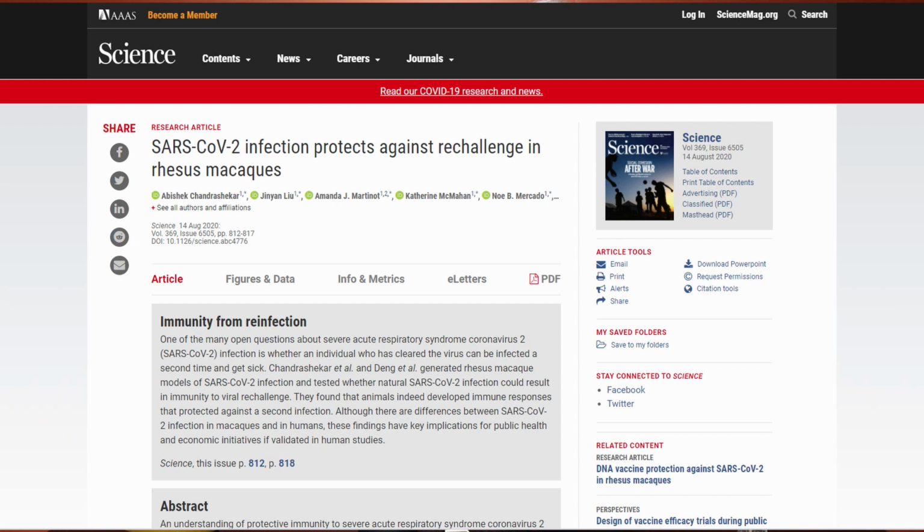One such study in rhesus macaques showed that all animals infected with SARS-CoV-2 were protected from a second infection, and that this protection was mediated by both antibody and T-cell responses. And this was demonstrated by mild clinical disease or no disease at all. Even though macaques are not people, their immune responses often parallel those of humans and can provide important insights into human immunity.